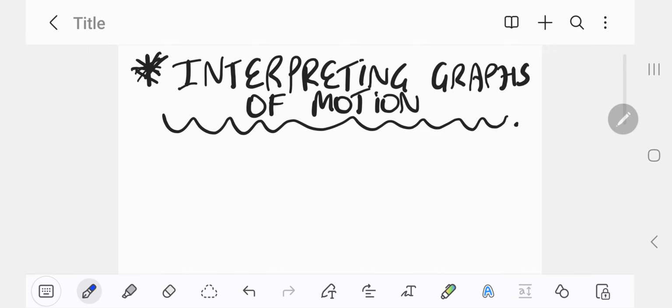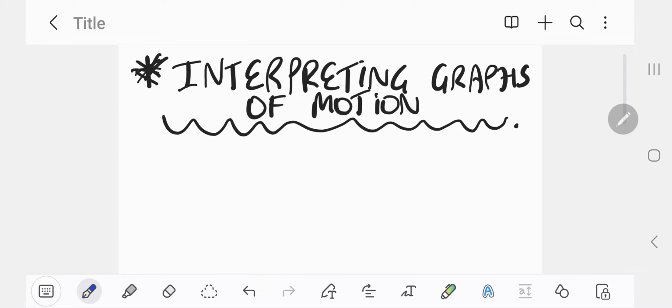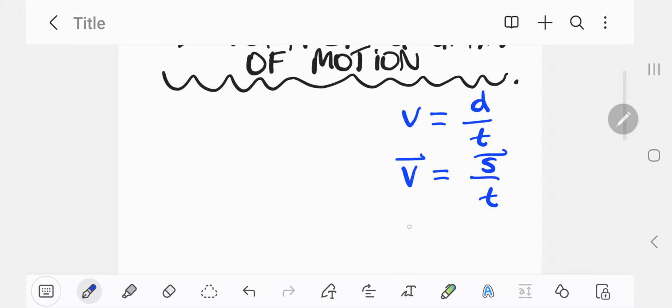So with interpreting graphs, it's nice to always write down the formulas first, or go to the formula sheet if you're sitting in an exam. Sitting in an exam, there's a formula sheet at the back, hopefully. So here are the common formulas. There's speed equals distance over time. There's velocity is displacement over time. And there's acceleration. Okay, there are these three formulas, hopefully given on the formula sheet.